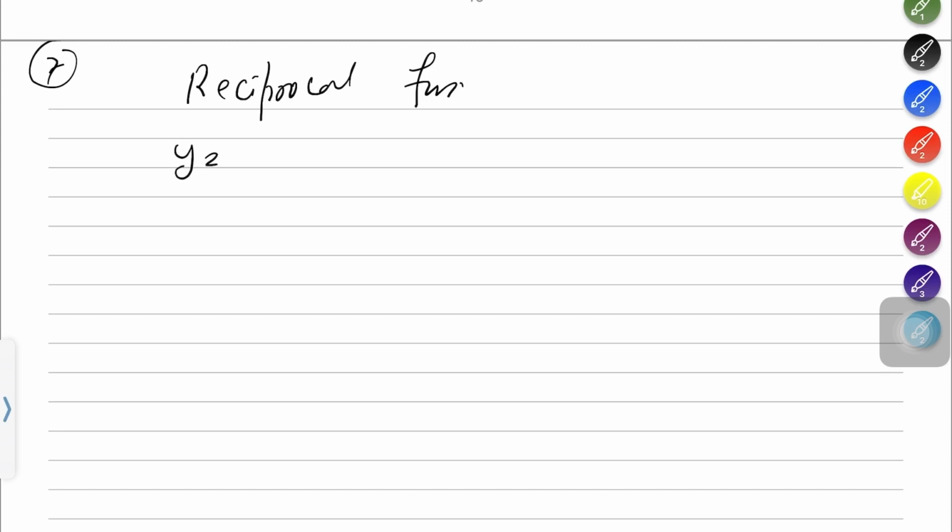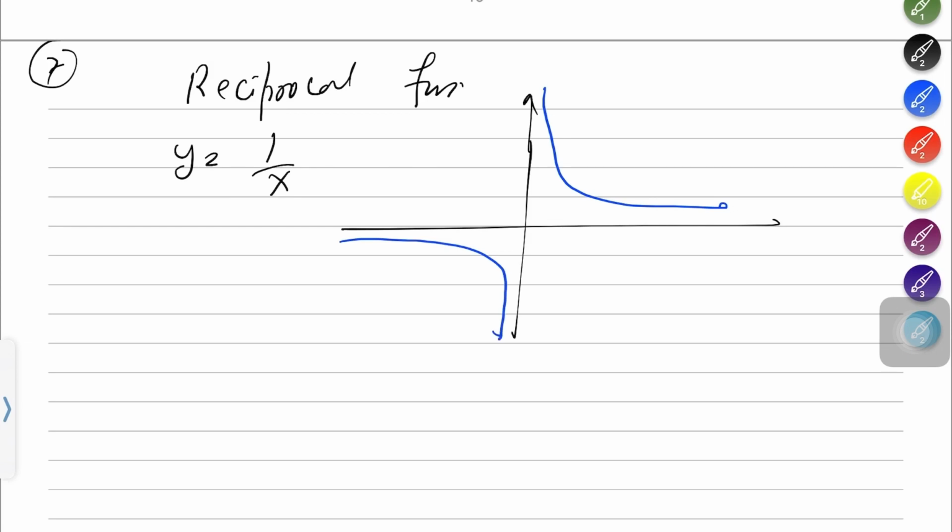Reciprocal function. Reciprocal function means y is equal to 1 by x. So y is equal to 1 by x. The graph will be something like this. It's a hyperbolic function like this.